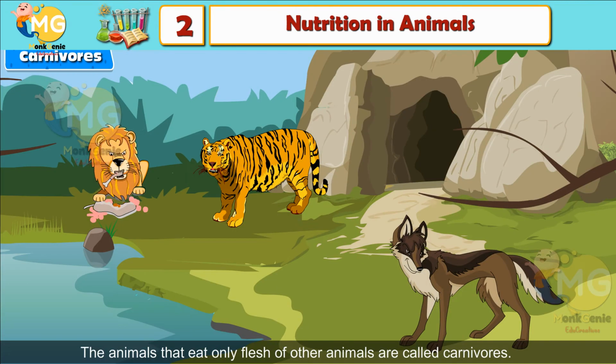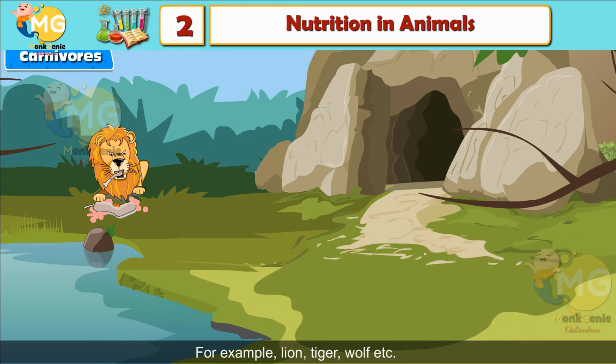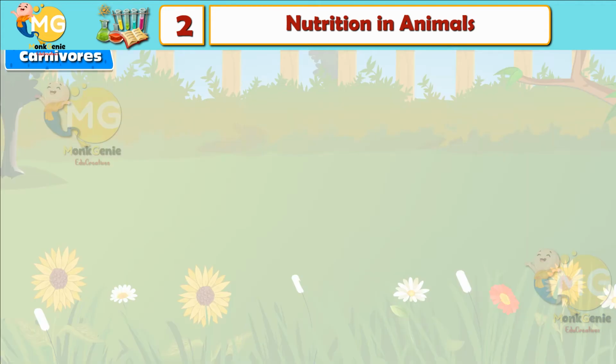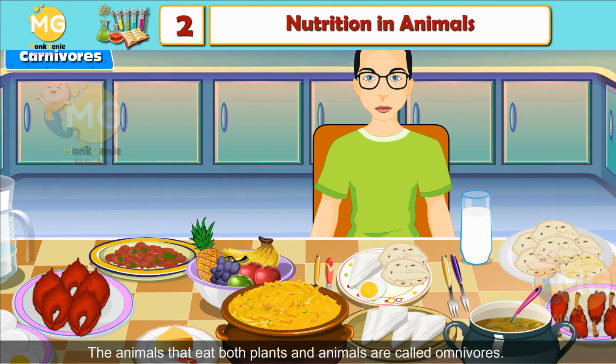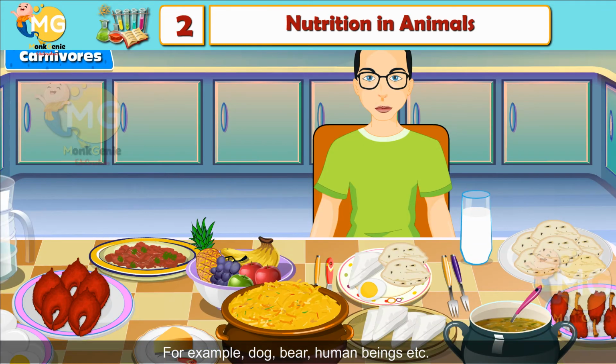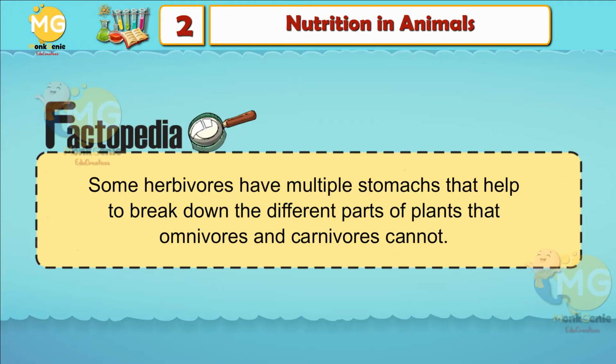Carnivores. The animals that eat only flesh of other animals are called carnivores. For example, lion, tiger, bull, etc. Omnivores. The animals that eat both plants and animals are called omnivores. For example, dog, bear, human beings, etc.